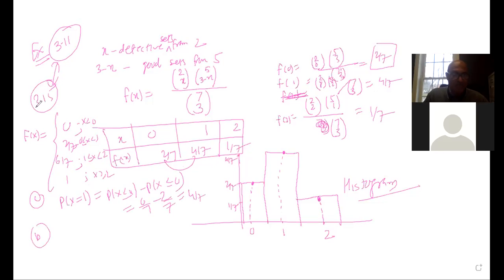And my b part for this example 3.17 is the probability of 0 less than x less than or equal to 2, which is the probability of x less than or equal to 2 minus the probability of x less than or equal to 0. That is equal to 1 minus 2 over 7, which is 5 over 7. So that's how you can solve this example.